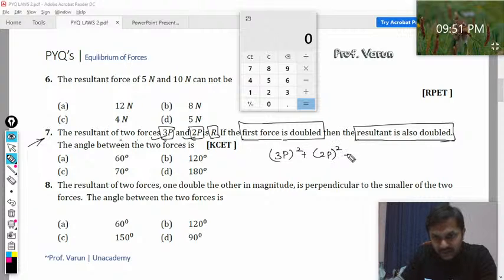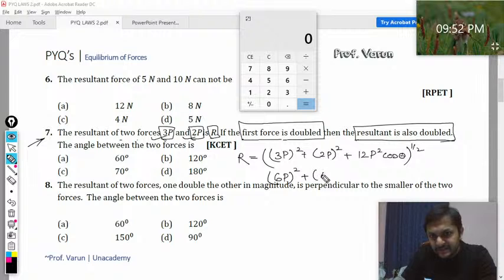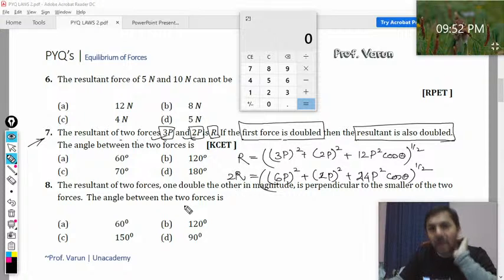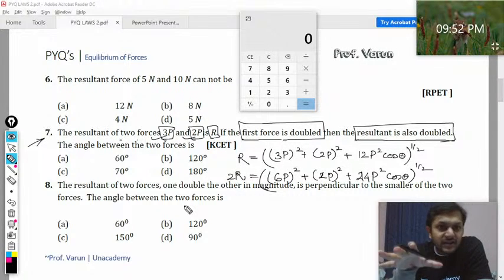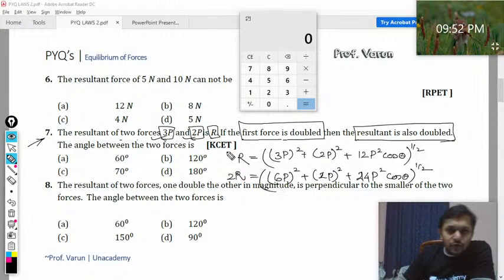And we gotta be quick. This is equal to R. Now if the first force is doubled, so that this becomes 6, and 6 to the 12 and 12 to the 24. Theta will remain the same, so this will become 2R. So these are the two conditions that are given to you. We are supposed to find the theta from this, so we have to work it out.